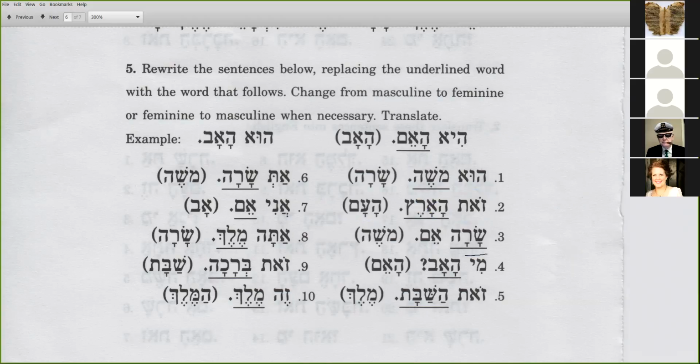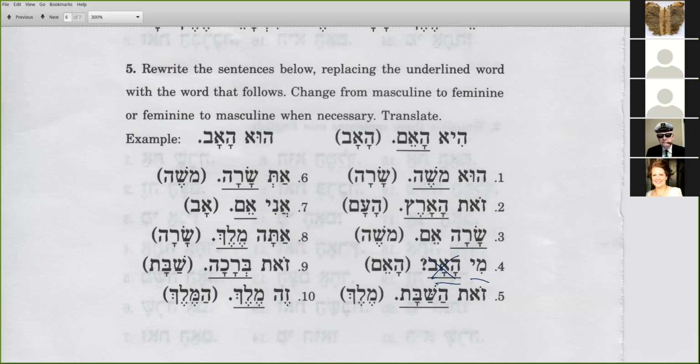Number three, "Sarah ha-em." Sarah is the mother. But now we're going to change this one, and we're going to put Moshe in there. So what does this become then? We can't say Moses is a mother, obviously. That would be silly. So what can we put in there? "Av." Sure. We could put "av" in there. All right. Good. "Mi ha-av." Who is the father? Sorry about that.